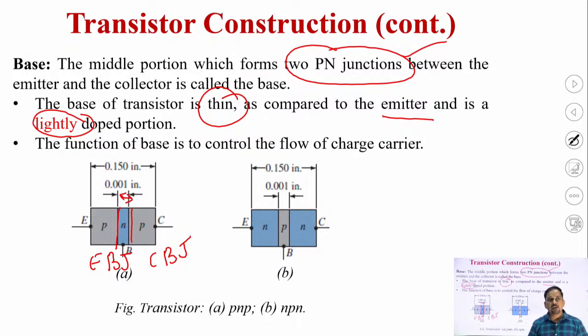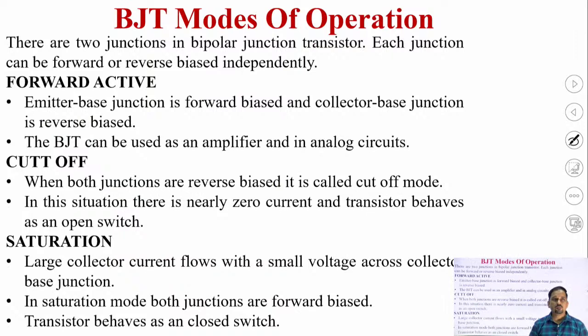So collectively we can summarize the construction part here: first, the emitter terminal is heavily doped because its role is to supply the majority charge carriers. And if we talk about the area, the area for the emitter is moderate, whereas the collector is moderately doped but its area is largest, while the base is thin and lightly doped. So this is under the construction part.